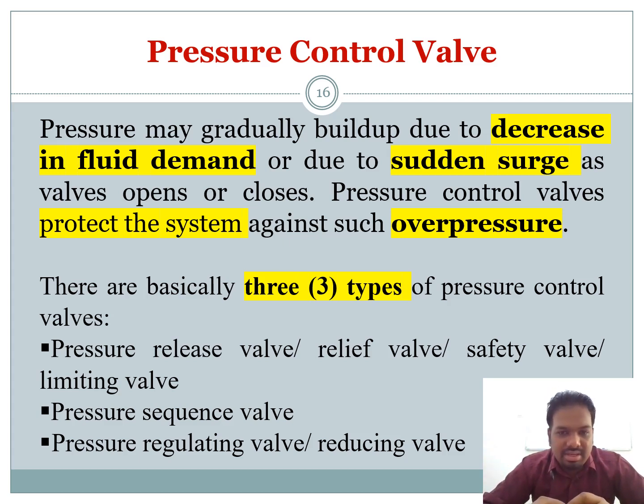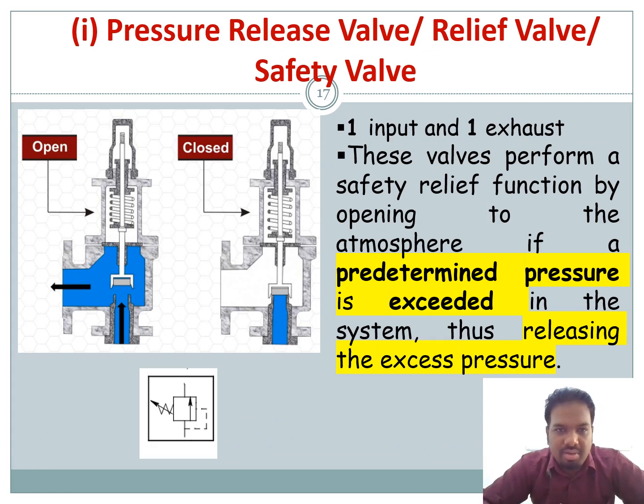There are basically three types of pressure control valve. The first one we call the pressure release valve, or relief valve, or safety valve, or limiting valve. So there are various terms that are used. The second type is the pressure sequence valve, and the third one is the pressure regulating valve or reducing valve. All these pressure control valves have their own functions, or applications where they can be used. So we will see one by one. We will see the first type, pressure relief valve or safety valve.